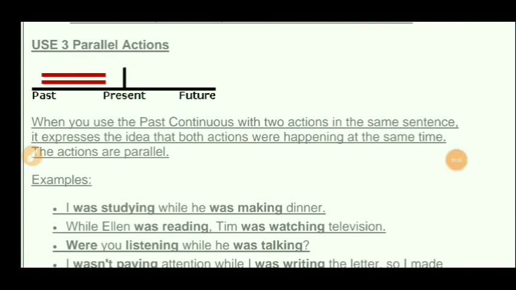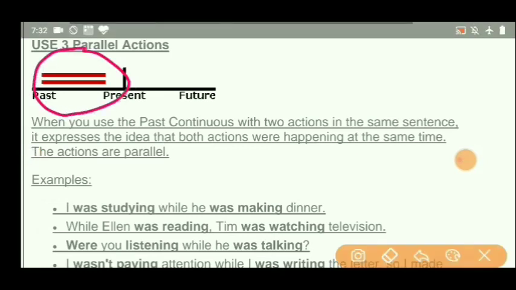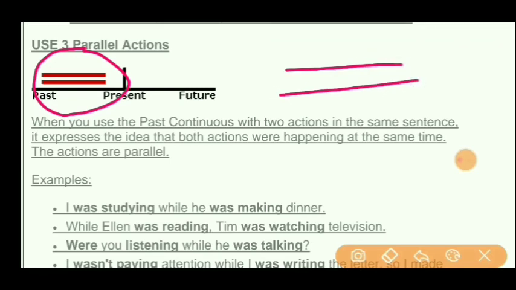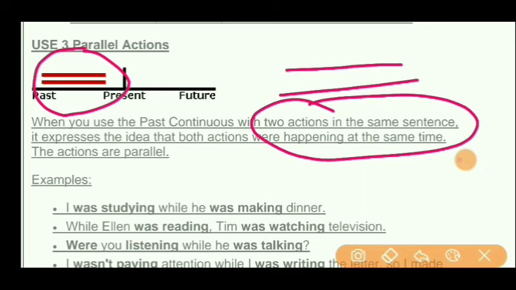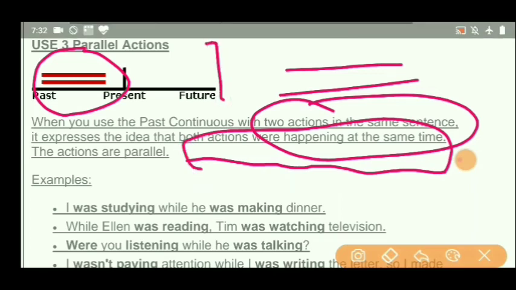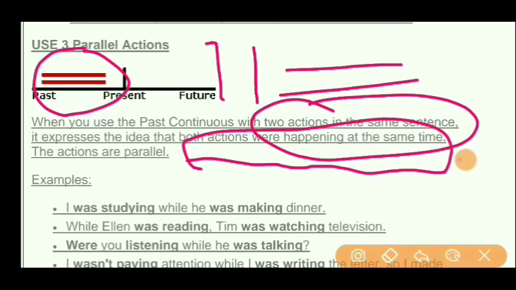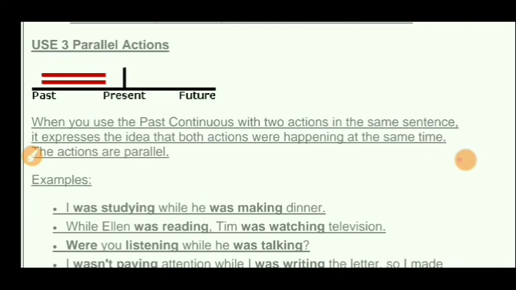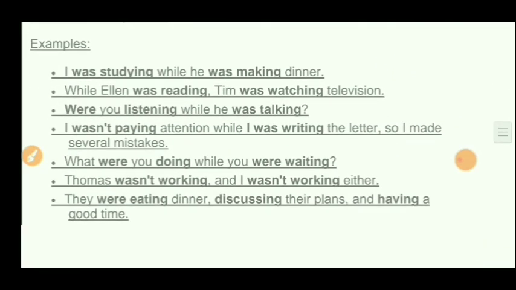So now see use number 3, that is parallel action. In parallel action, see this graph, parallel lines. So when you use the past continuous with two actions at the same time, it expresses the idea that both actions are happening at the same time. So when both actions are happening at the same time, we use past continuous tense. Here see the example: I was studying while he was making dinner.